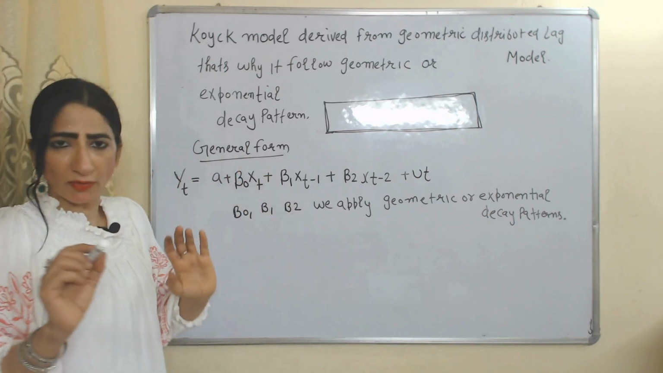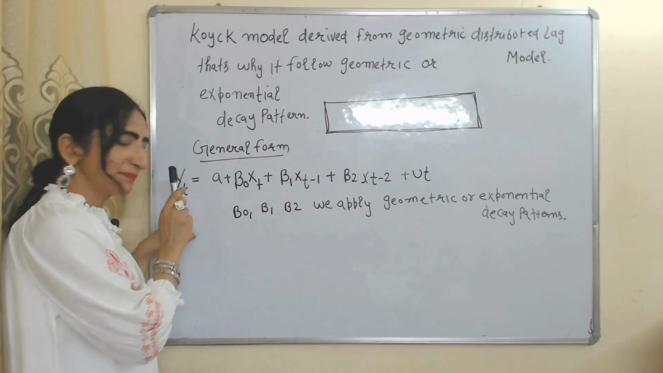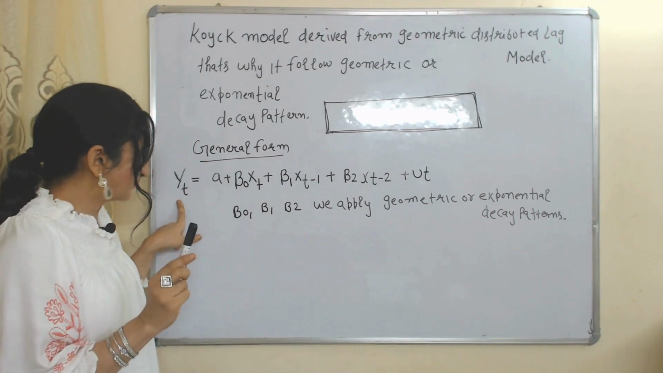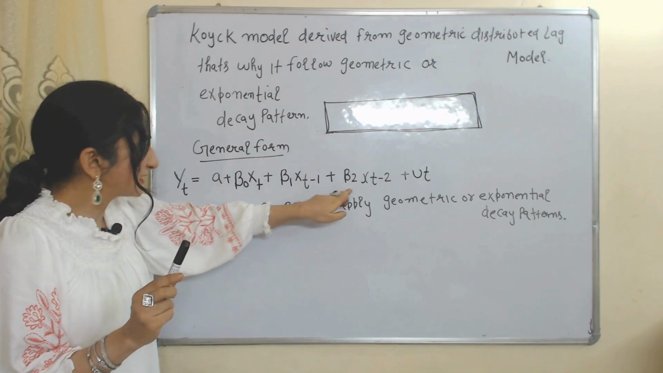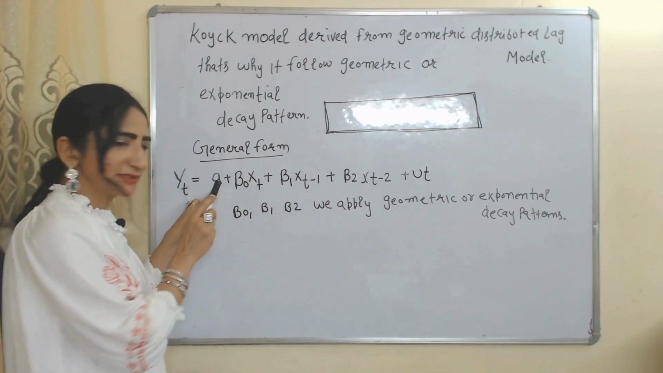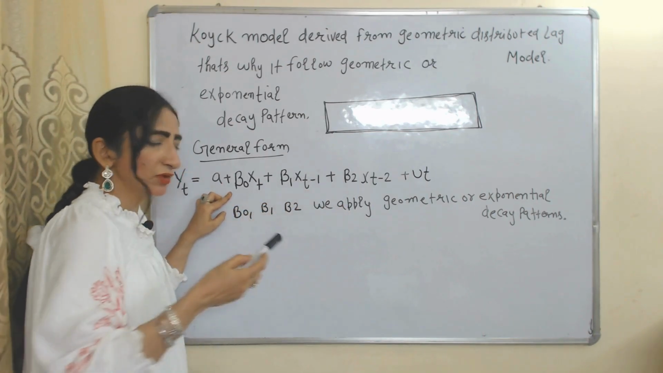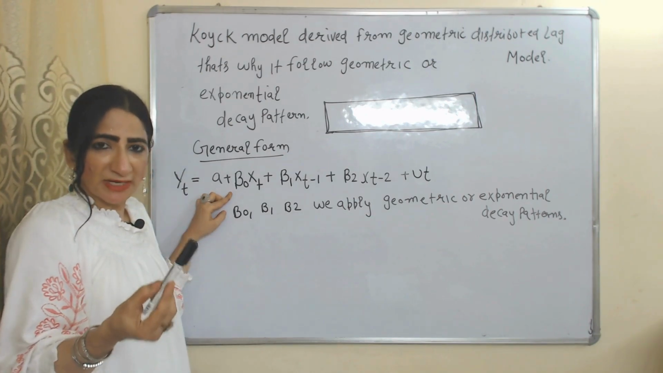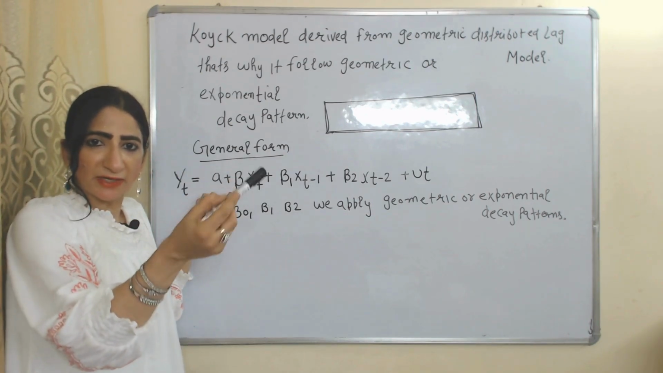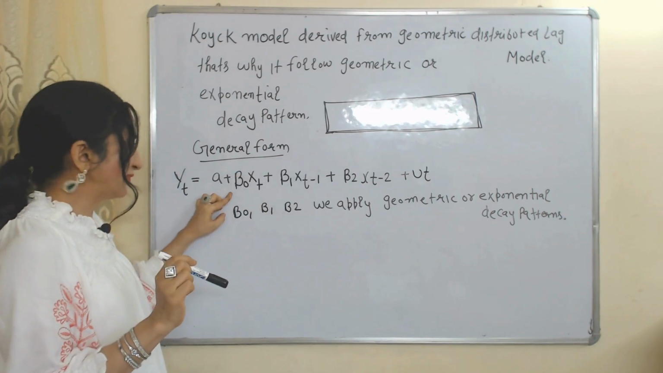This is the general form of Koyck model. Yt is the dependent variable at time period t. Alpha and these betas are parameters. This alpha is the intercept, and beta 0, beta 1 and beta 2 are slopes of the curve which mainly tell us how much the dependent variable changes due to change in the independent variable.